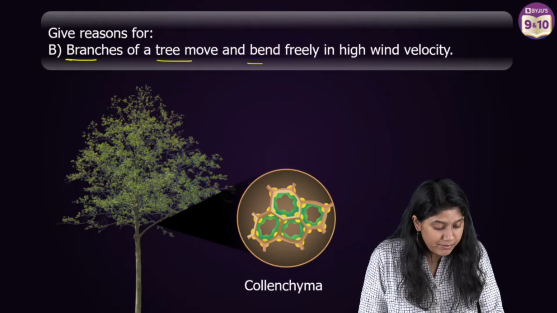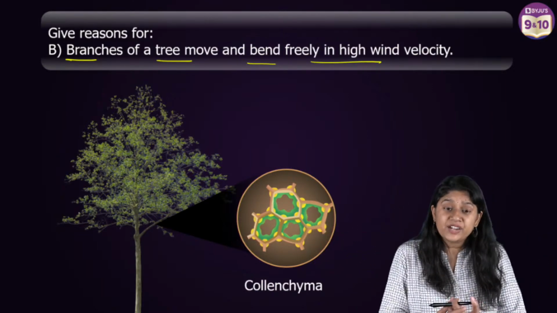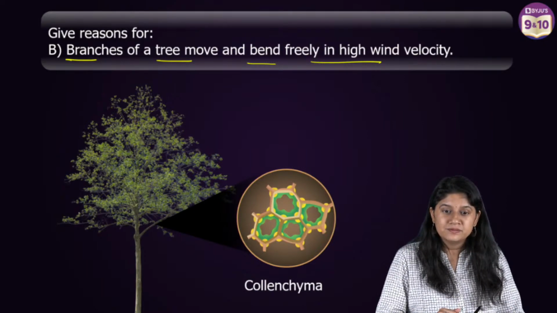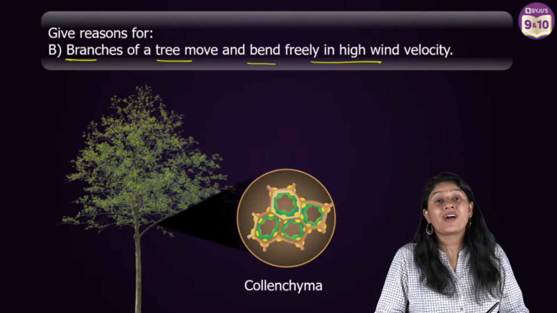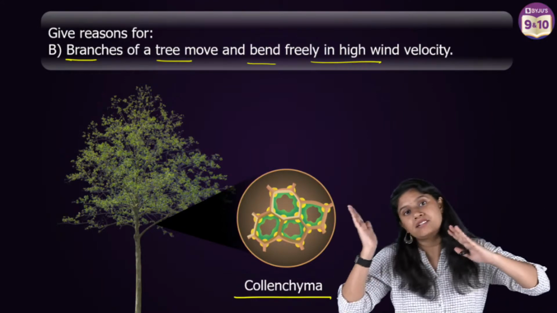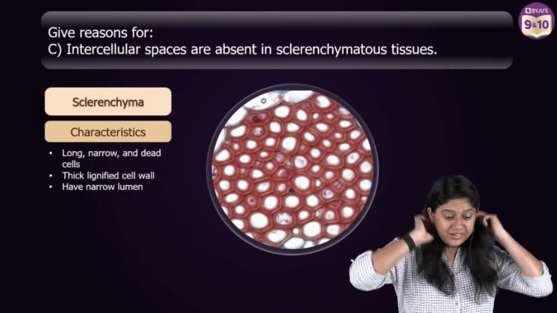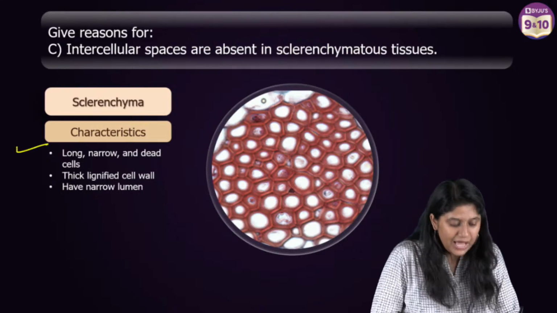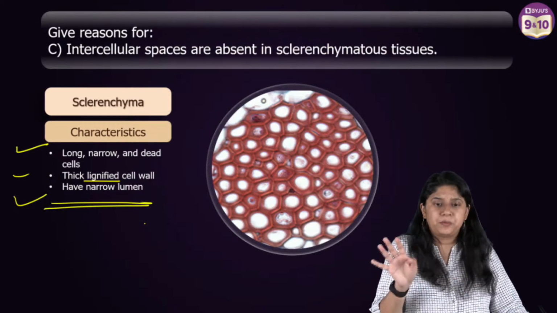Second, the B part, everyone. Branches of trees move and bend freely because of the collenchyma. They are called stone cells because they have a granular kind of structure. Yes, very good. Collenchyma is the one that provides flexibility to the plants, and hence, it allows the plants to move, bend freely and come back again. The last question, everyone. Intercellular spaces are absent in the sclerenchyma tissues. They are long and narrow and they are dead. They have thick lignified cell walls and a narrow lumen. These are the important points we can write.